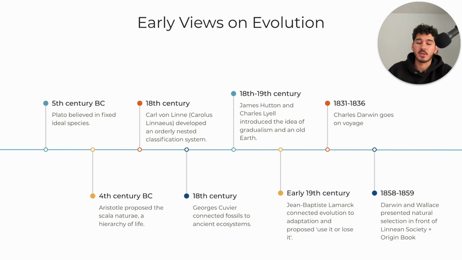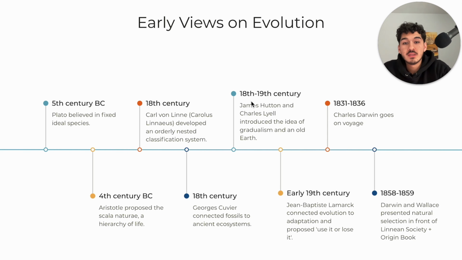the early views on evolution before his time and his research. So in the 5th century BC, Plato believed in fixed ideal species, and this was kind of the norm for a while. In the 4th century, Aristotle comes along. In the 18th century now, we have Carl van Lijn. In the later 18th century, Georges Cuvier, he connected fossils to ancient ecosystems, and this is important. We'll look back onto this later in the video.